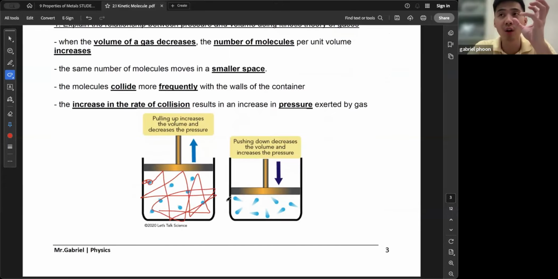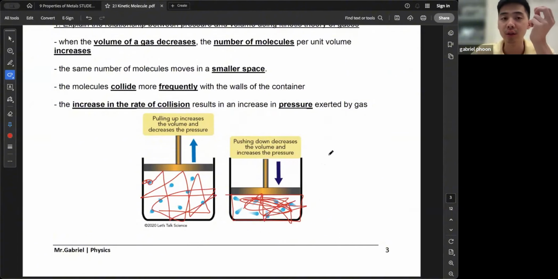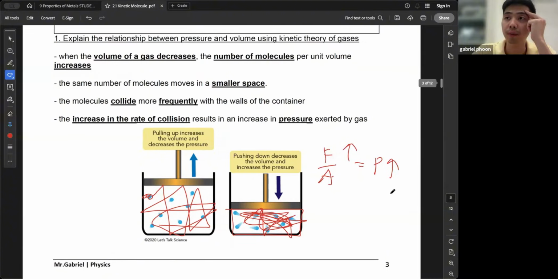But as soon as you start compressing it, you actually decrease the space available for the gas particles. And because of that, they'll collide against the walls of the container more frequently. Once again, an increase in collisions against the walls of the container causes the force per unit area to increase, which will ultimately lead to an increase in pressure.